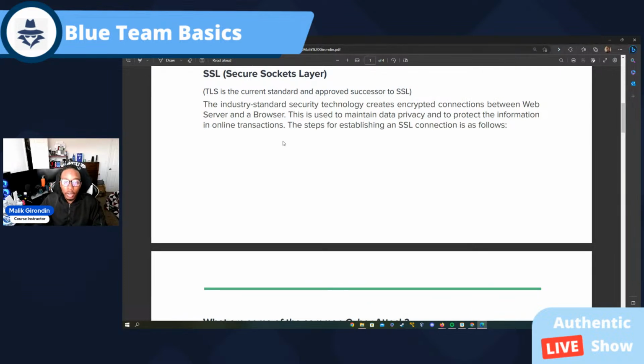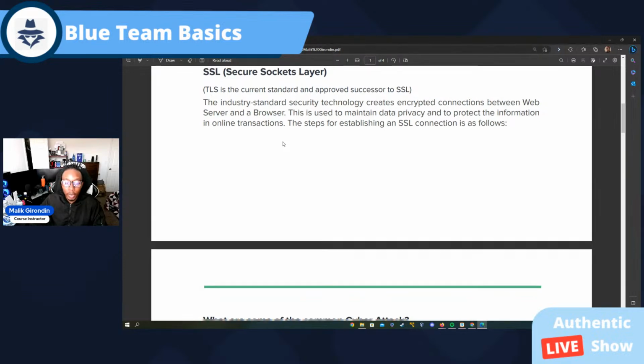TLS is the current standard and approved successor to SSL. The industry standard security technology creates encrypted connections between a web server and a web browser. This is used to maintain data privacy and protect information in online transactions. The steps for establishing an SSL connection are as below.